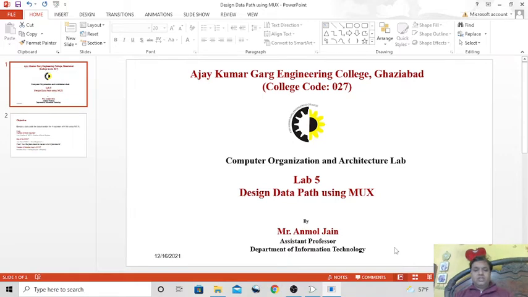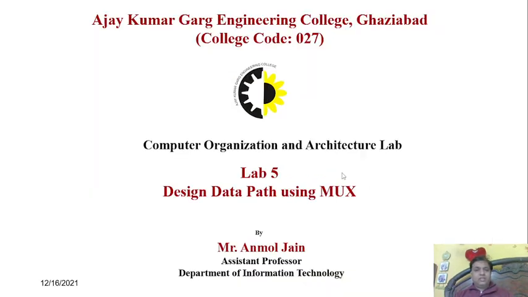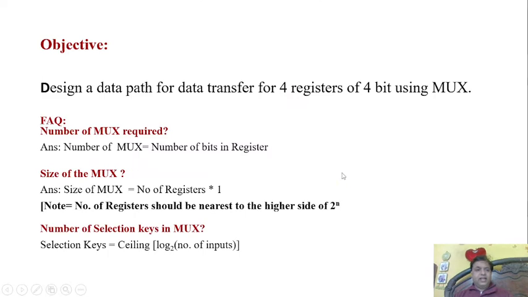Today I am going to discuss the next experiment, that is designing a data path using multiplexers. The objective of today's class is how we can design a data path for data transfer for 4 registers of 4 bits using multiplexers. Before moving to the practical implementation, we have to answer the following questions.